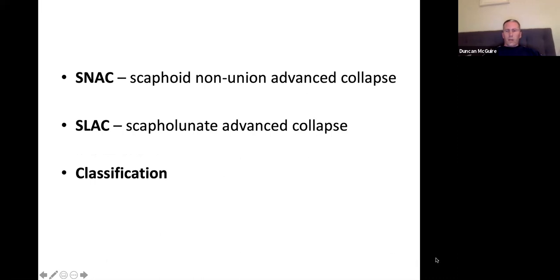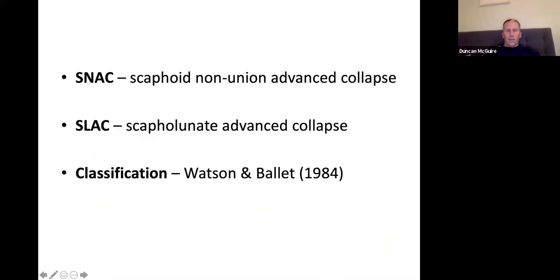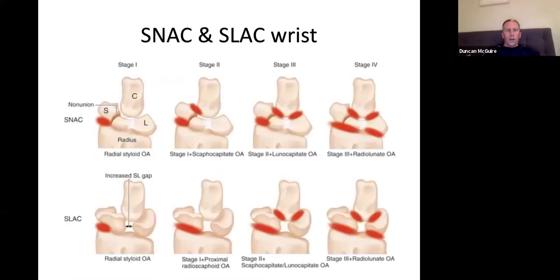So the classification was done by Watson and Ballet in 1984. And this is what it involves.